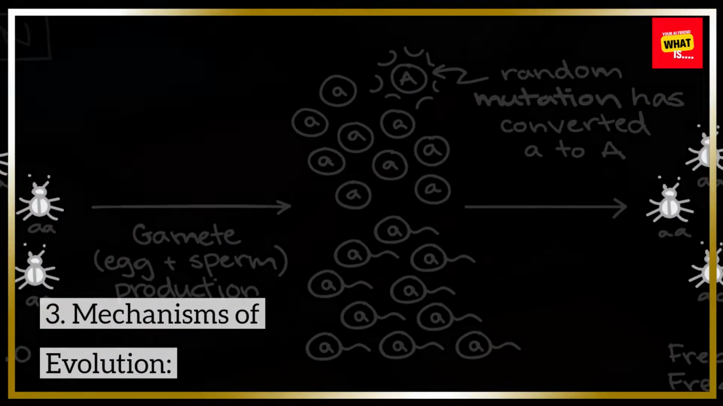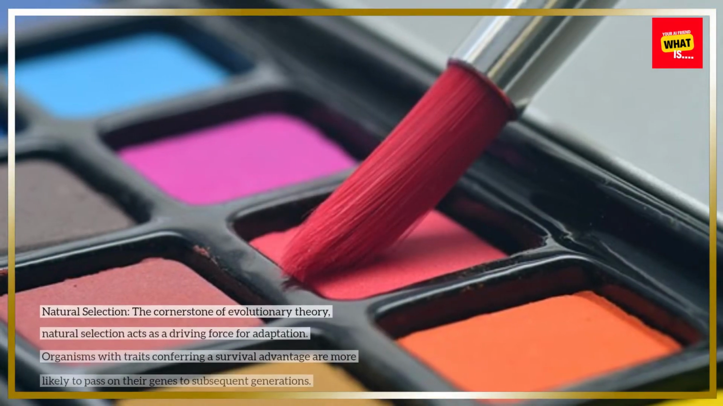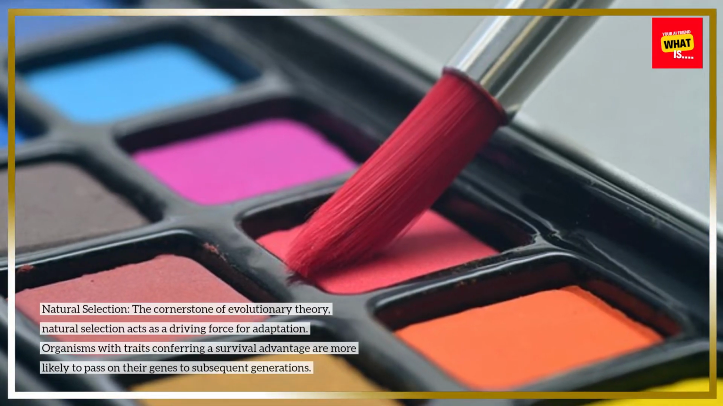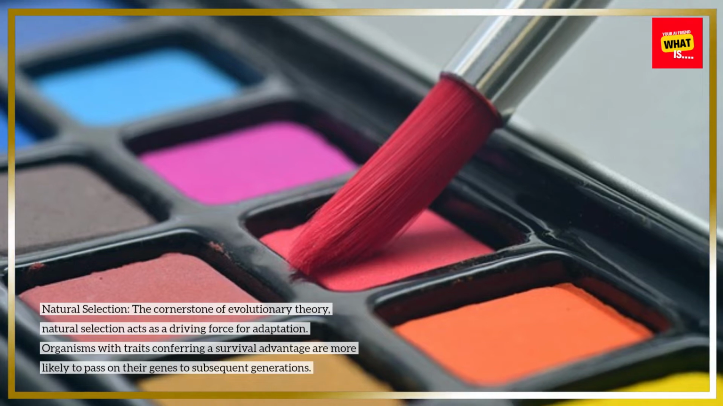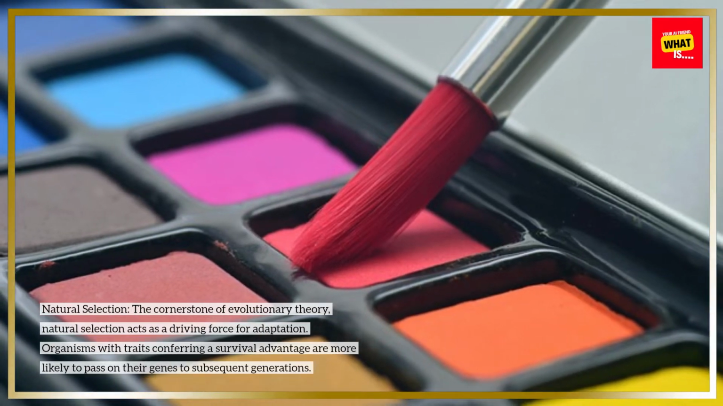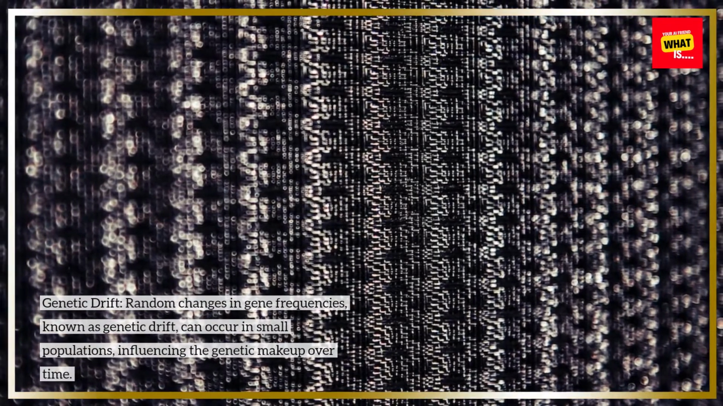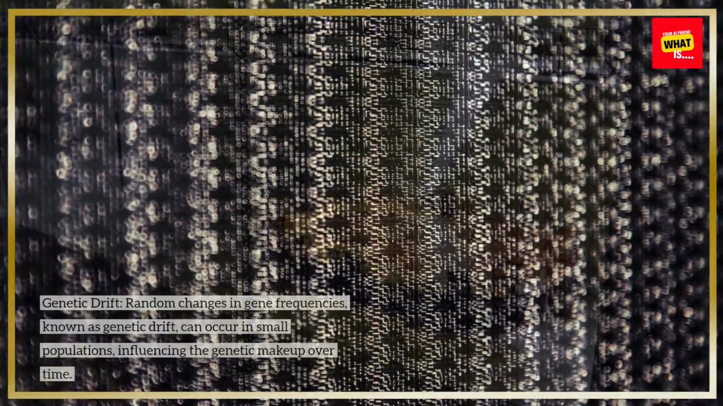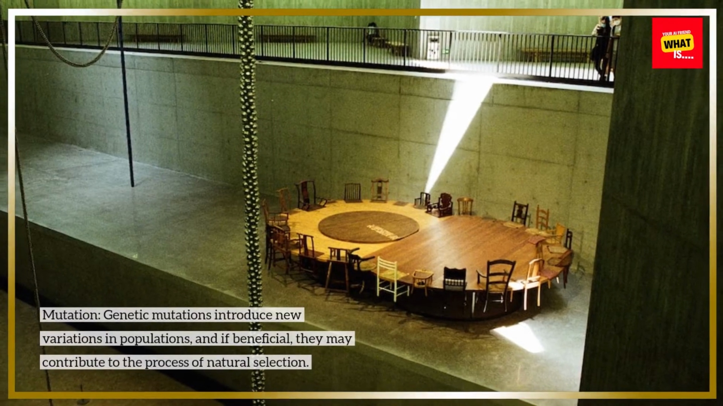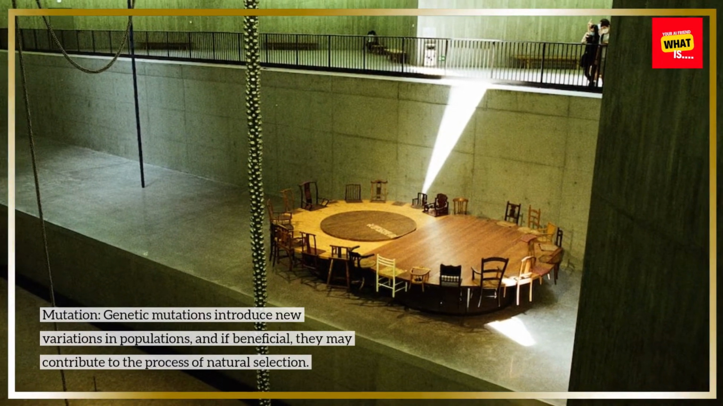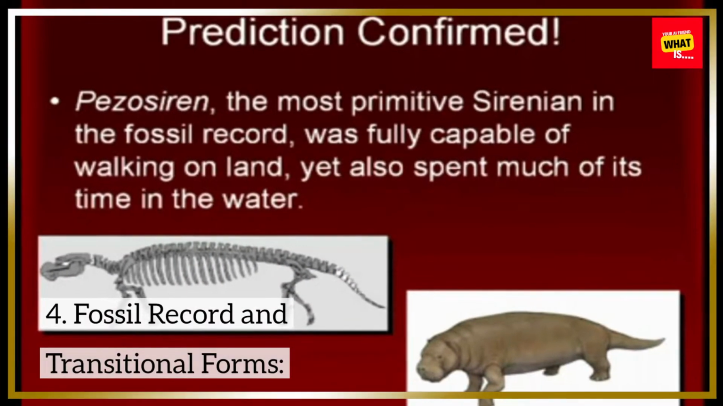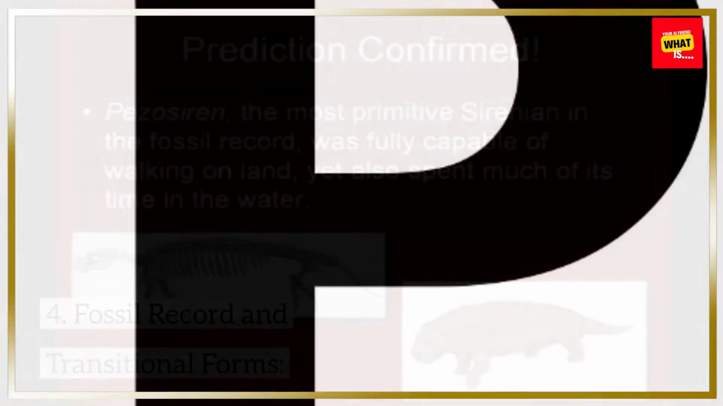3. Mechanisms of evolution. Natural selection. The cornerstone of evolutionary theory, natural selection acts as a driving force for adaptation. Organisms with traits conferring a survival advantage are more likely to pass on their genes to subsequent generations. Genetic drift. Random changes in gene frequencies, known as genetic drift, can occur in small populations, influencing the genetic makeup over time. Mutation. Genetic mutations introduce new variations in populations, and if beneficial, they may contribute to the process of natural selection.